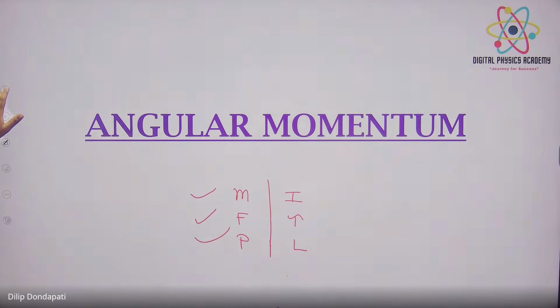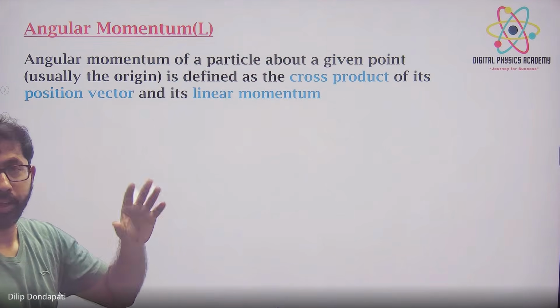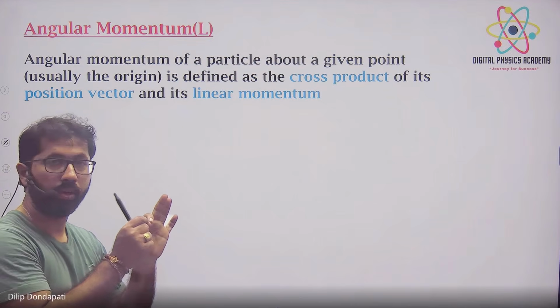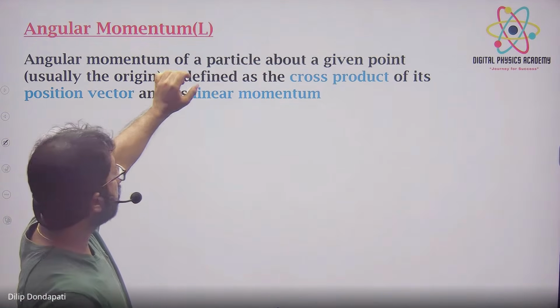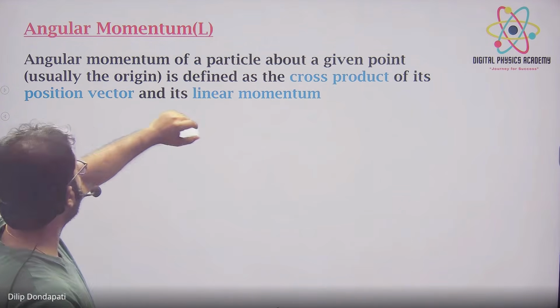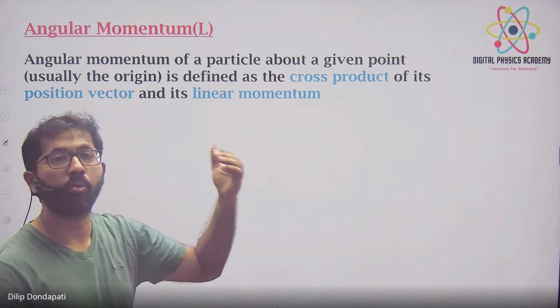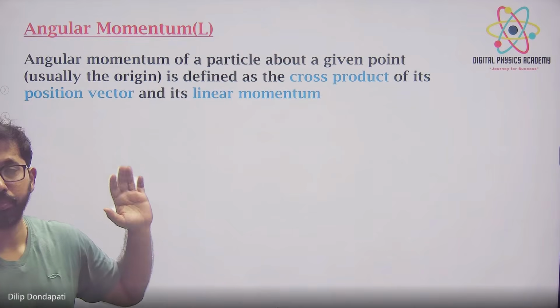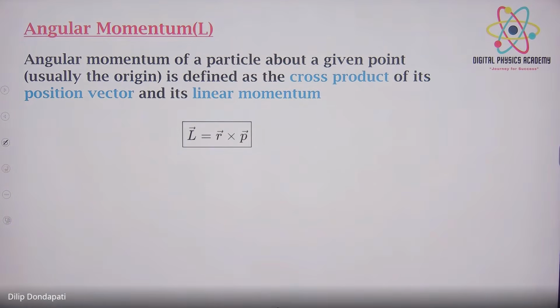Now, what is angular momentum? Look, angular momentum is always calculated about one point, like torque, which was also about one point. Angular momentum of a particle about a given point is defined as the cross product of position vector and linear momentum. Simply, moment of momentum is called angular momentum. Moment is nothing but r. So the formula for angular momentum is r cross p.